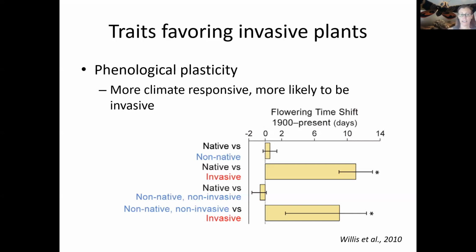Natives and non-natives that were not invasive were doing the same thing. It was just these invasive species that had shifted their flowering time back significantly. That's what the little star means relative to everything else. So if you are able to shift in response to all the other changes that are going on, that gives you an advantage, makes you more likely to be invasive.